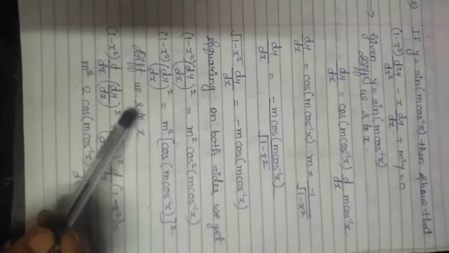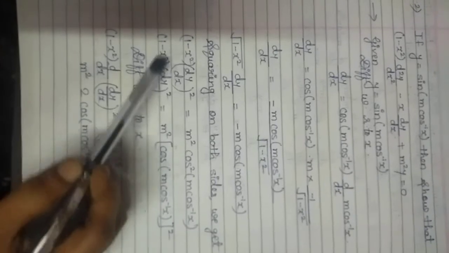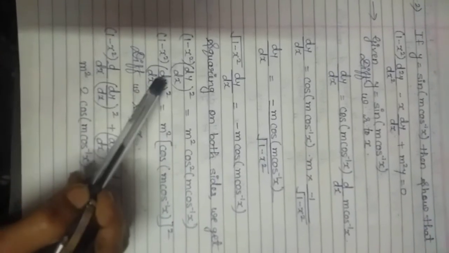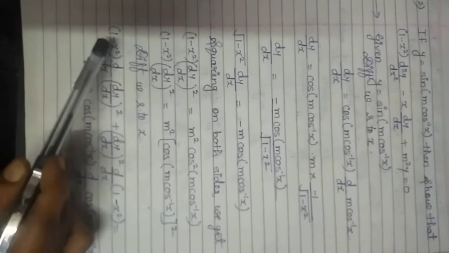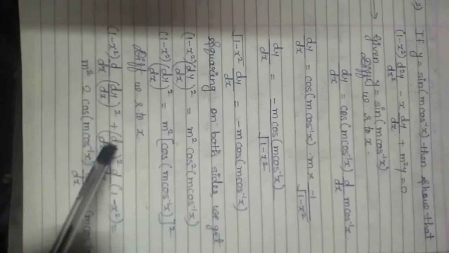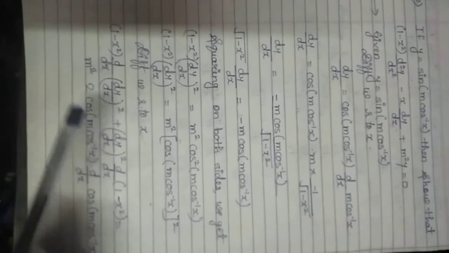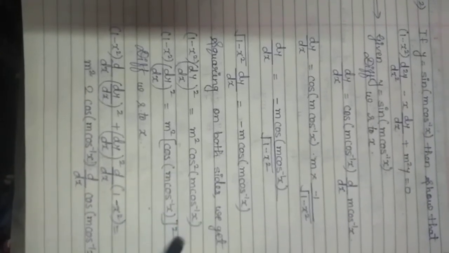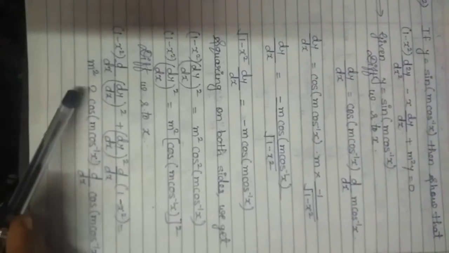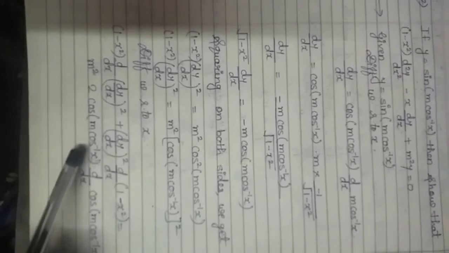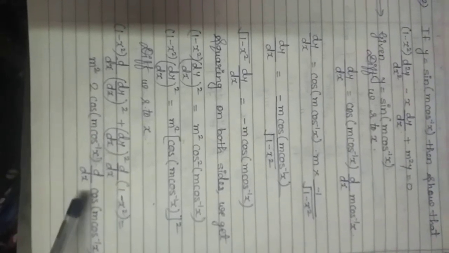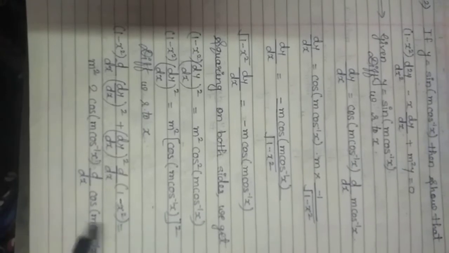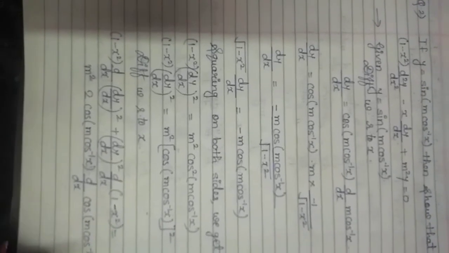Now differentiating with respect to x, here to the LHS we will apply the u into v rule formula. So u derivative of v plus v derivative of u is equal to m square. Now by using the x raised to n formula here, we will get 2 cos of m into cos inverse of x into derivative of cos of m into cos inverse of x.